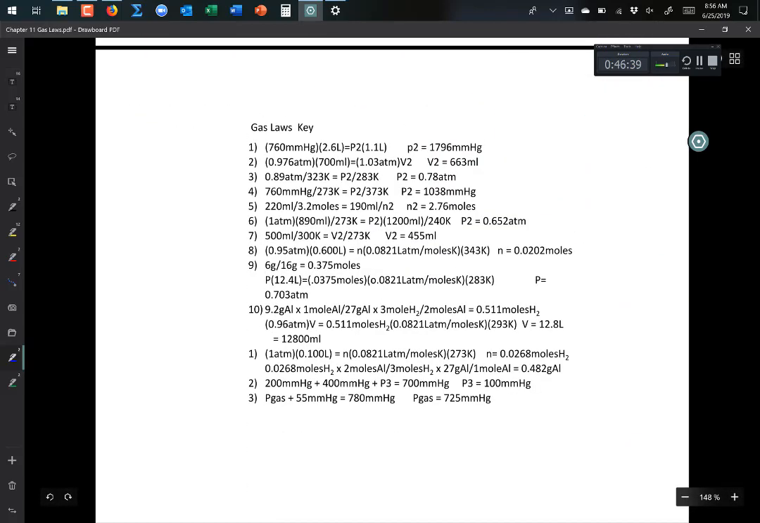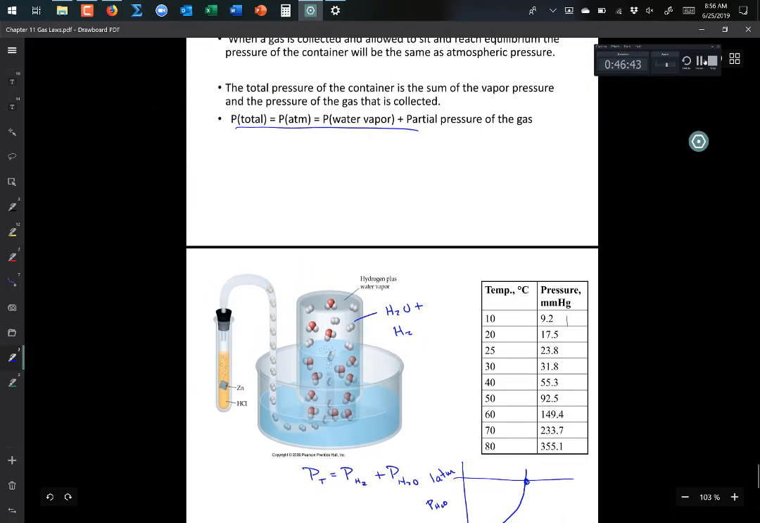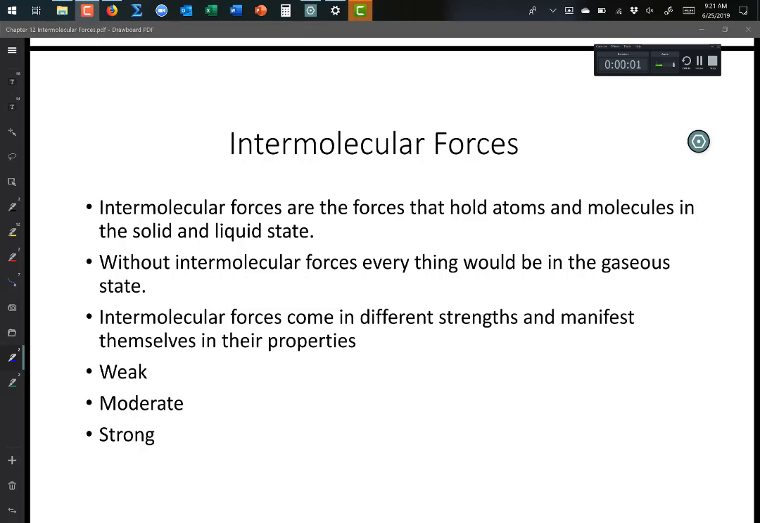Okay, so that is it for that chapter. It's weak, moderate, and strong, and we'll go through and talk about what the weak, moderate, and strong intermolecular forces are in this lecture, and how they have an effect on properties of materials. So you're going to learn about different properties of solids and liquids, and how that's related to the attractions between molecules.